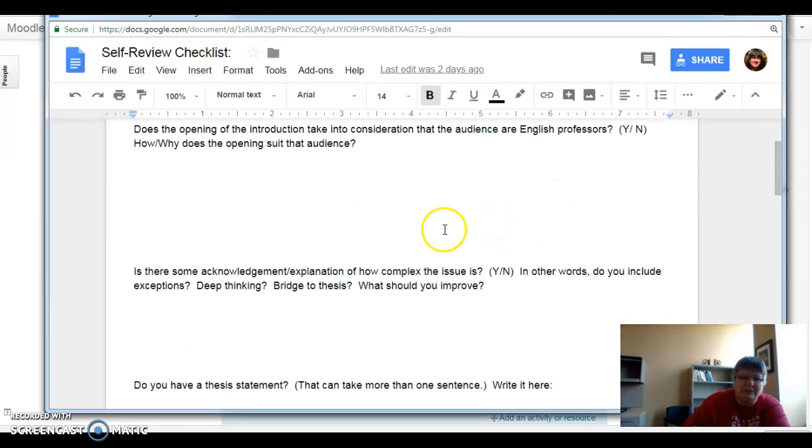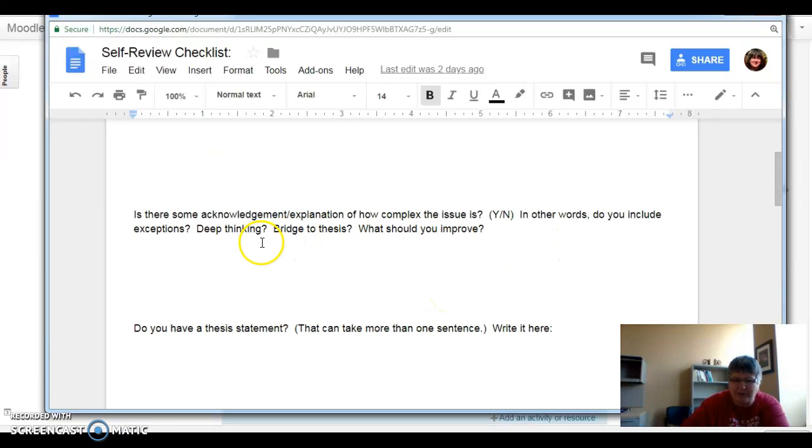Answer those questions. Is there some acknowledgement or explanation of how complex this issue is? In other words, do you have exceptions, deep thinking, bridge to bias? If you've just done your personal story, acknowledge not everybody is like you. Acknowledge there are people all over at the ends of the spectrum. Give that a sentence or 2 before you get to that thesis, because that's going to help your thinking.